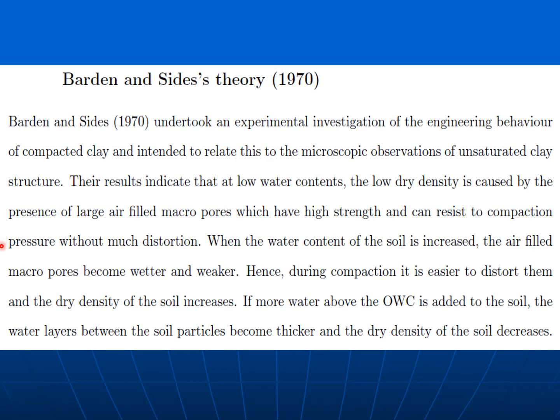When the water content of the soil is increased, the air-filled macropores become wetter and weaker. Hence, during compaction, it is easier to distort them and the dry density of the soil increases. If more water above the OWC is added to the soil, the water layer between the soil particles become thicker and the dry density of the soil decreases.